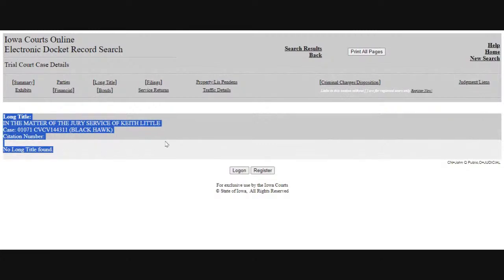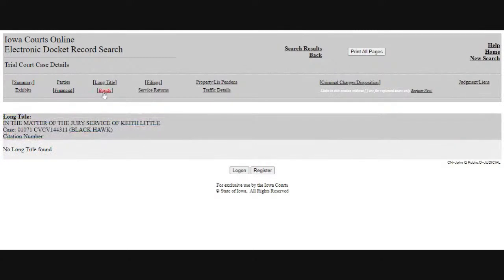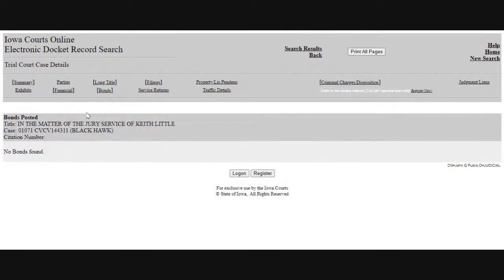Next, bonds. Bonds posted. In the matter of the jury service of Keith Little, no bonds found. Bonds posted. Postal. Jury service. Is that a postal service?